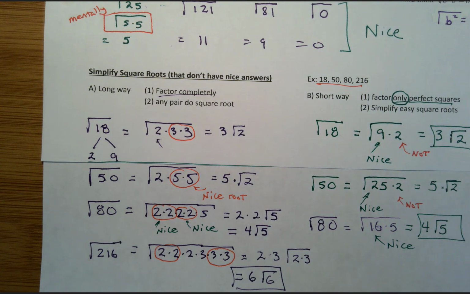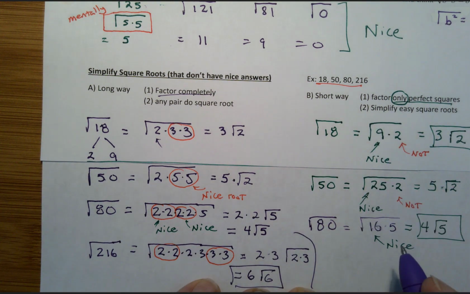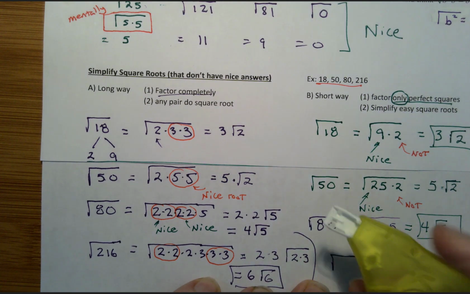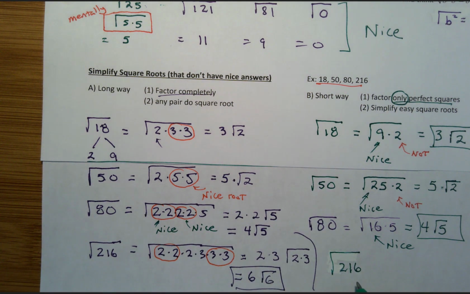Now, what would that look like if we did the shorter way? So we would take 216. I'm going to go back to green. I wanted to do all of these in green. So I'll go back to that. Okay, so we're not going to worry about 2, we're not going to worry about 3, we're not going to worry about 7 or 5.